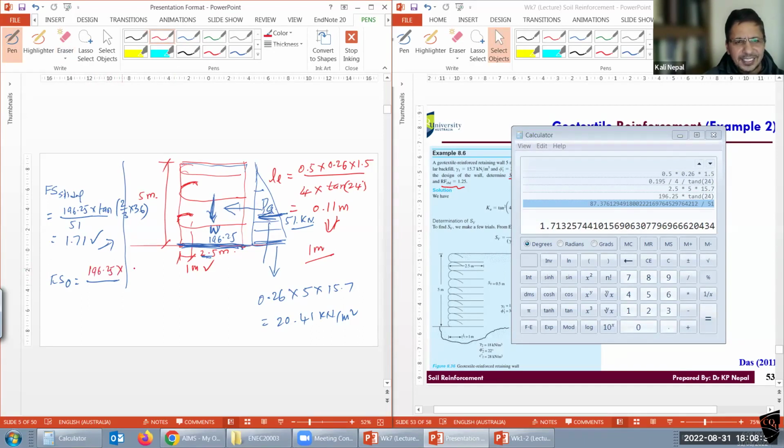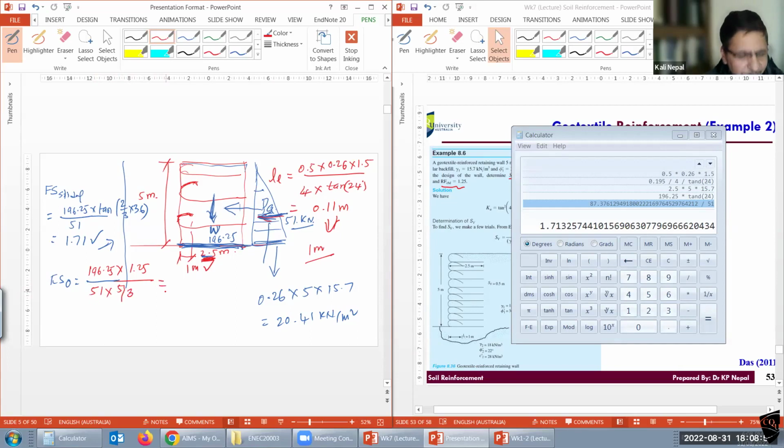196.25 times where it X. Half of that, right? Half of that is 1.75, is that? Oh, no. 1.25. Divided by, so this will try to overturn. So 51 times, the length is 5/3.